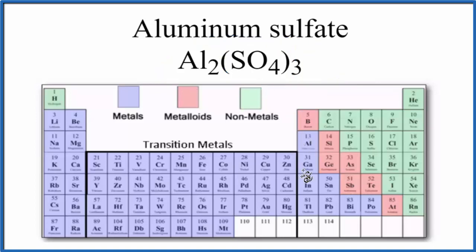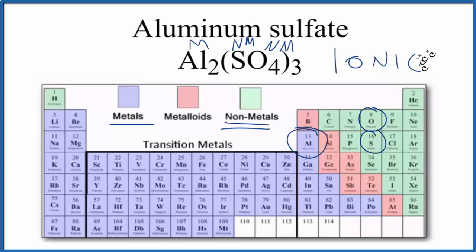So on the periodic table, aluminum right here is a metal, and we have sulfur and oxygen. Here's sulfur and here's oxygen. Those are nonmetals. So we have a metal and then two nonmetals. That'll give us an ionic compound. And because it's an ionic compound, we really need to think about the charges on the ions.